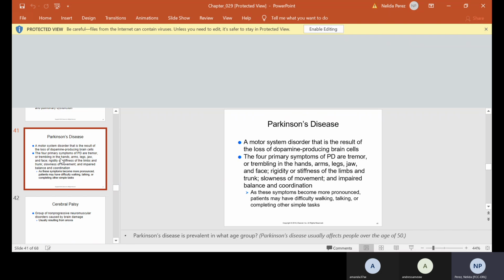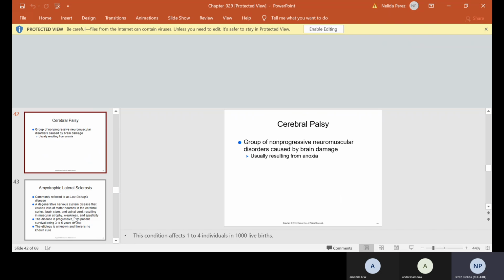Parkinson's disease is a motor system disorder that is the result of the loss of dopamine producing brain cells. The four primary symptoms of PD are tremor or trembling in the hands, arms, legs, jaw, and face; rigidity or stiffness of the limbs and trunk; slowness of movement; and impaired balance and coordination. As these symptoms become more pronounced, patients may have difficulty walking, talking, or completing other simple tasks.